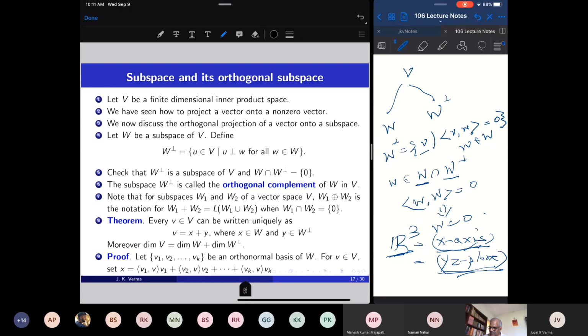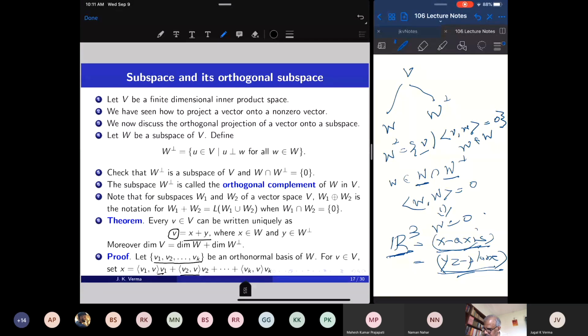Then I take a vector v. I want to decompose the vector v as a sum of two vectors, one inside W and another in W perp. So we take this vector v and take its projection in the direction of v1. Now this is an orthonormal basis; they are unit vectors which are perpendicular to each other. So I can take the projection of v in the direction of v1.